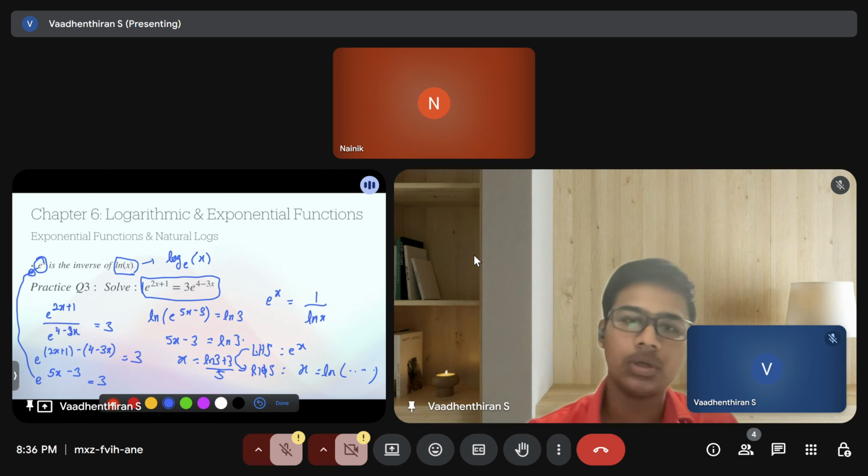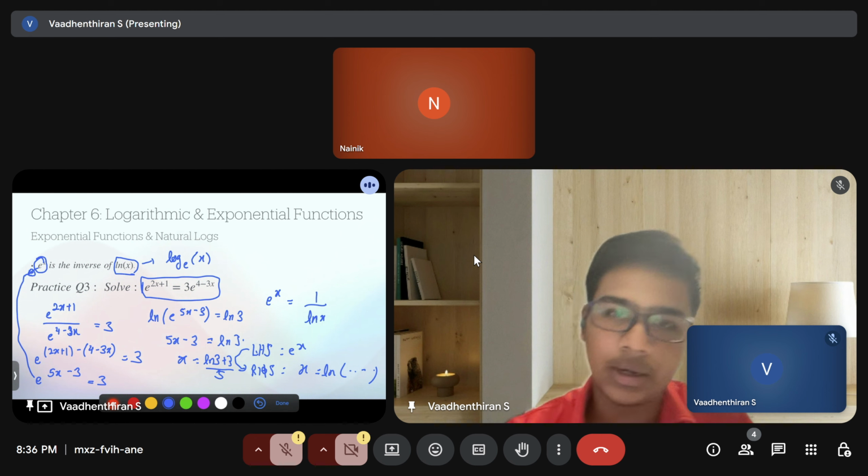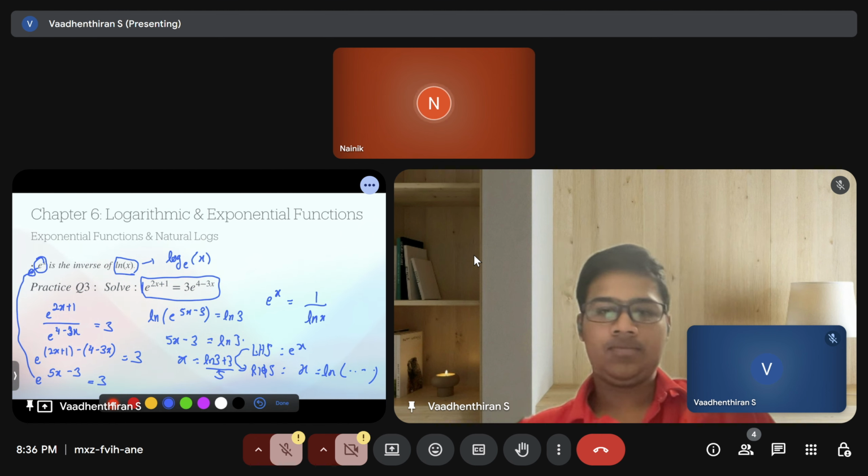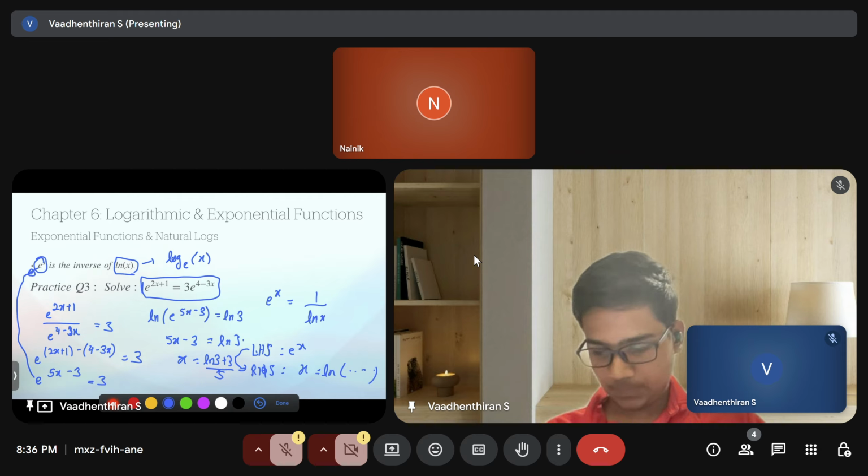You can leave it as this, or if it's a calculator paper, you can find it using the calculator as a decimal.